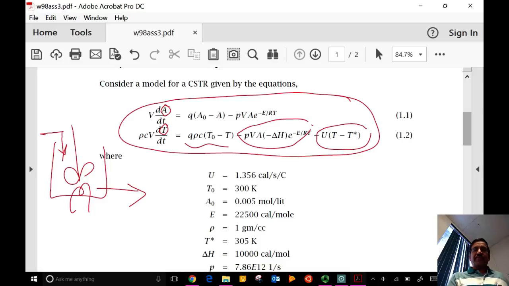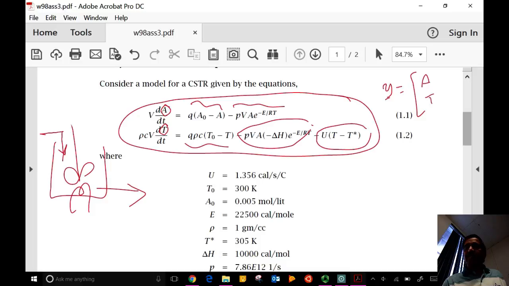The first equation is rate of mass accumulation equals mass input minus mass output minus the amount of material that is consumed in the reaction. They come from mass and energy balance equations, but these are two nonlinear differential equations, dynamical systems. So the vector y in our case would consist of these two variables, A and T.